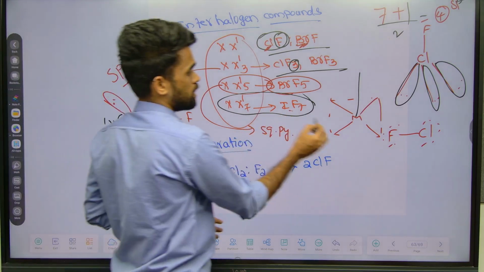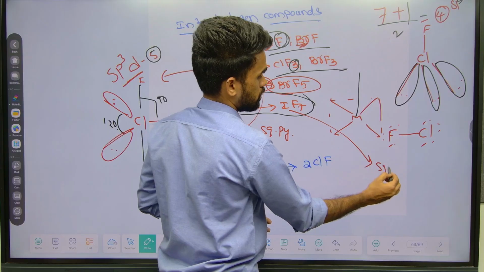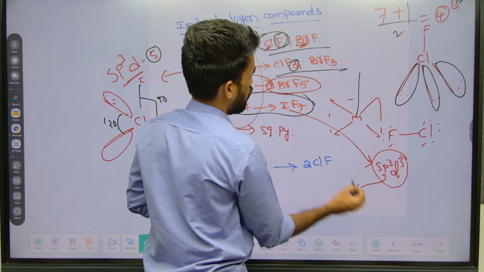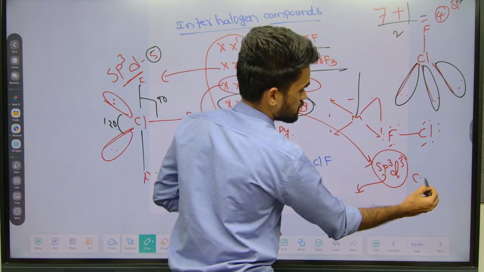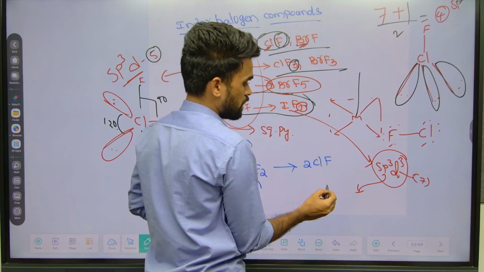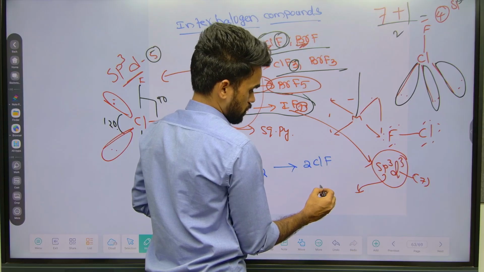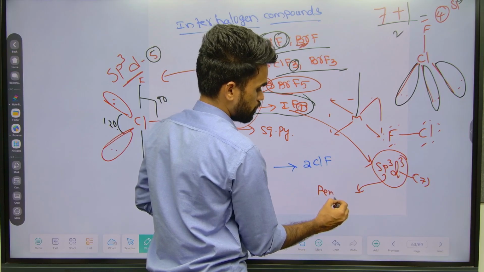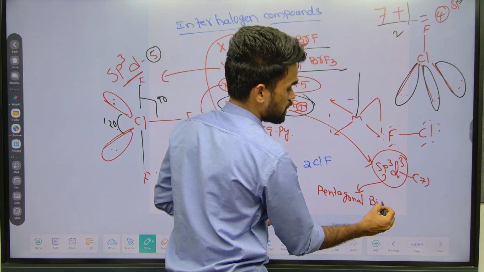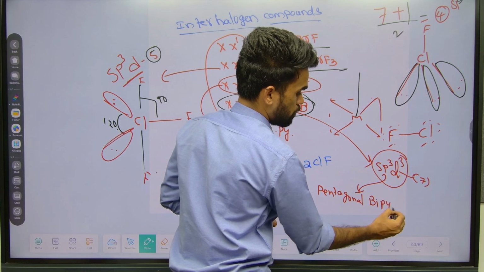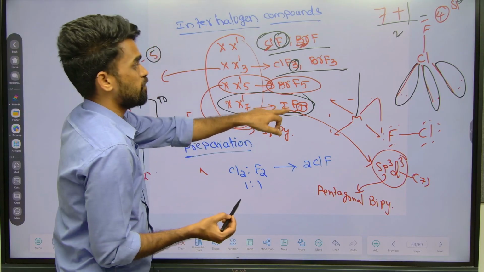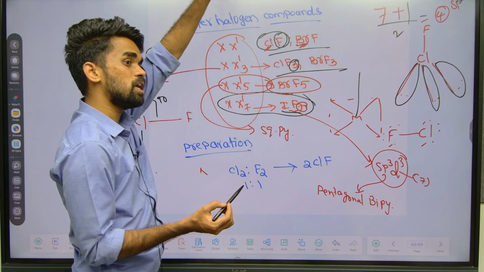What is the hybridization you will get? sp3d3. So with sp3d3, how many surrounding atoms will you get? 7. All 7 atoms are there now. So it will be pentagonal bipyramidal. Because how many atoms are there? 7. See, if there are 5, we have trigonal bipyramidal.